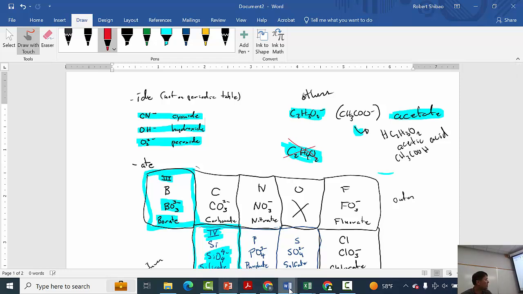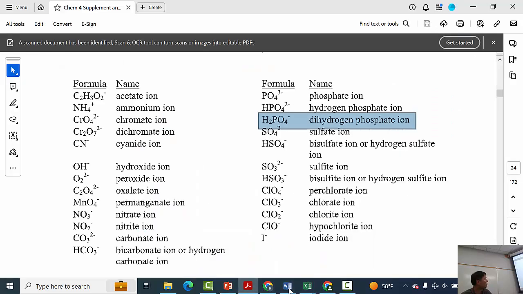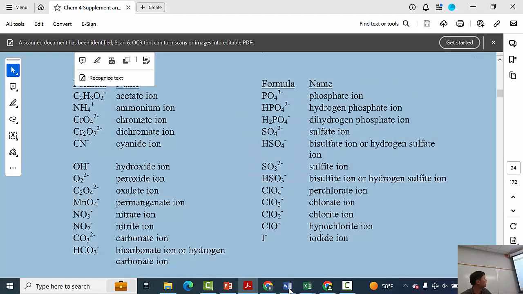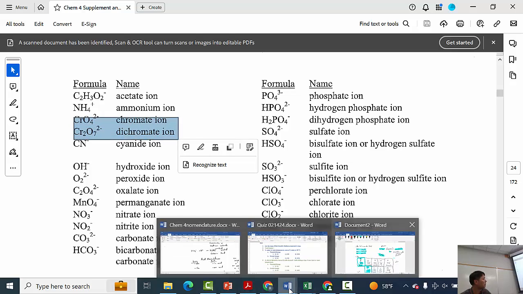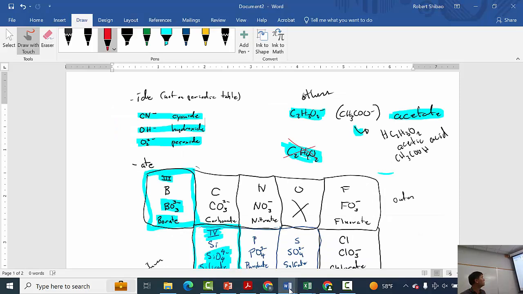Okay, what else do you have to memorize outright? So we have acetate, we have chromate. Chromate is not on the chart, and we have dichromate, which is also not on the periodic table. So let's add that to our list of things to memorize here.